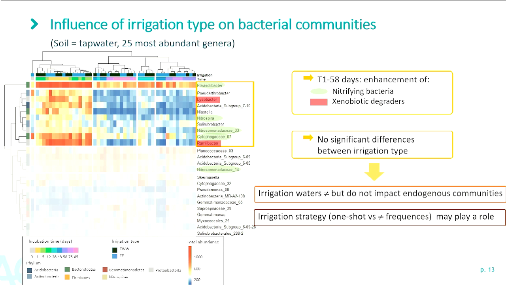Nitrifying bacteria in green and xenobiotic degraders, and then a decrease across the time. However, we could not discriminate between the irrigation type here. So it seems that in our experiments, in our microcosm, irrigation waters do not seem to impact the endogenous communities, as no differences were observed. But it could come from our irrigation strategy, which was in one shot, which is different from irrigating at different frequencies, and it could play a role.